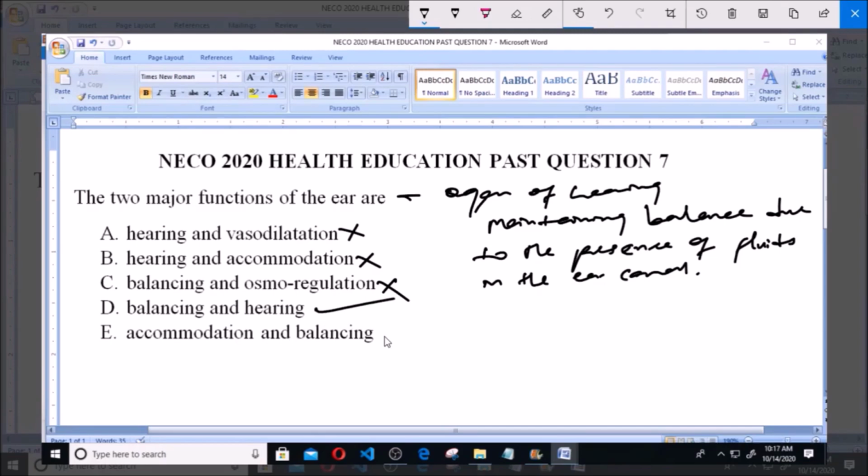Then E says accommodation and balancing. Accommodation is a function of the eye, and balancing is a function of the ear, so this is wrong. So the answer to this question is option D, balancing and hearing.